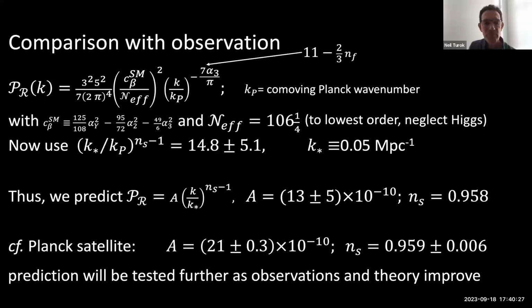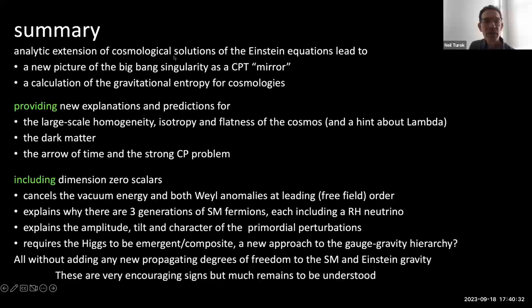Okay, to summarize, the analytic extension of cosmological solutions of the Einstein equations leads to a new picture of the Big Bang as a CPT mirror. We believe we know how to calculate the gravitational entropy for cosmologies. These provide explanations for the famous problems, including homogeneity, isotropy, flatness, and maybe lambda. Dark matter, I didn't talk about this. It's another topic we've worked on. Including these strange scalars explains many things.